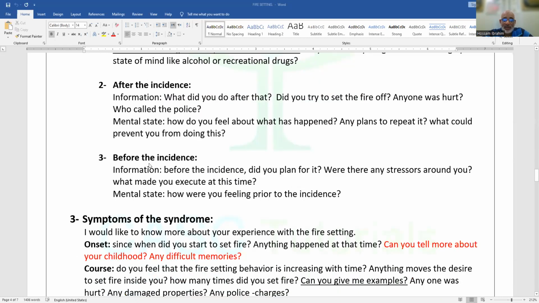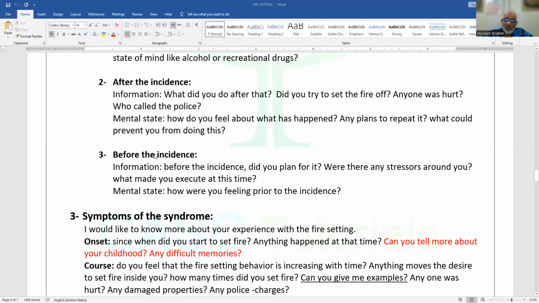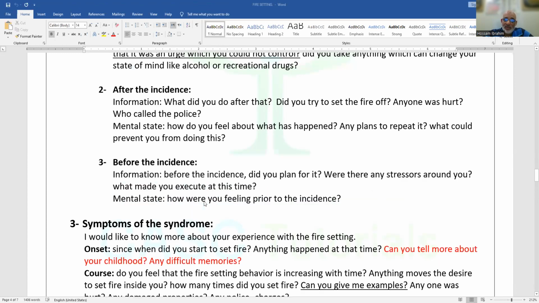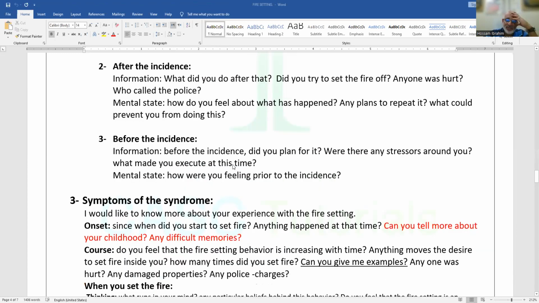And then the most important thing is what happened before the incidents. Again, this will open the door to know the sequence of the event. She watched a documentary in the BBC about the children who have been abandoned, and this stirred her negative emotions, because she has been abandoned and she had a very bad childhood. So you want to know before the incident the information and mental state. Before the incident, did you plan for it? Were there any stresses? And when you ask these questions, definitely you will bring up the incident of the BBC. This is something which you didn't do, and most of the candidates don't do it, and they miss a very important part of the story.